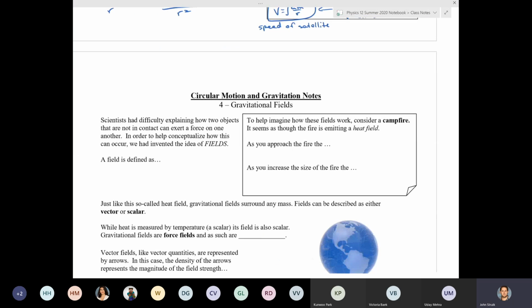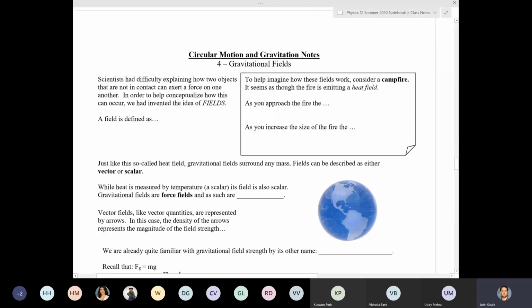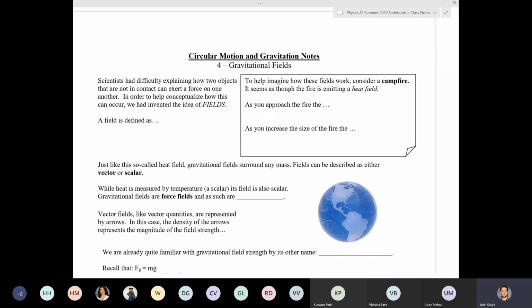So gravitational field. In physics, this idea of a field is not like a grass field or anything like that. We define it as an area of influence. Okay, so it's an area of influence. Now, the best way to imagine this is a campfire, or just a normal fire or whatever. If you've ever been by a campfire, hopefully you have. And if not, grab a candle and light it and see what happens.